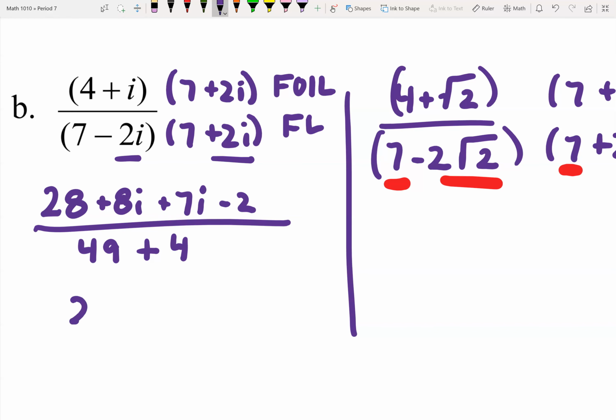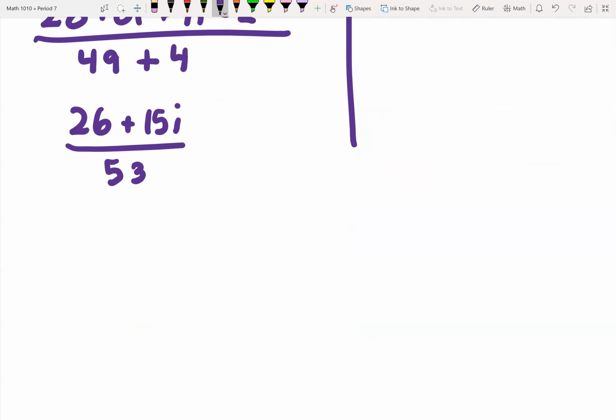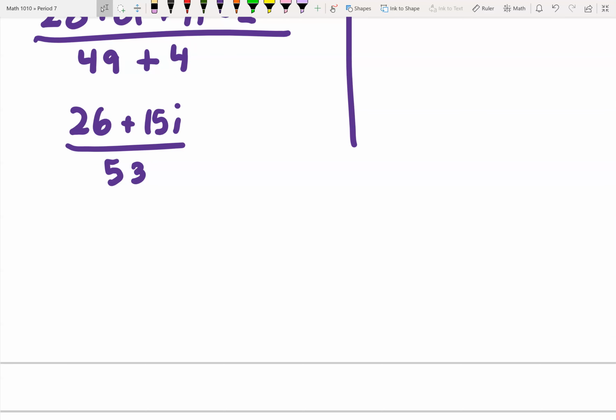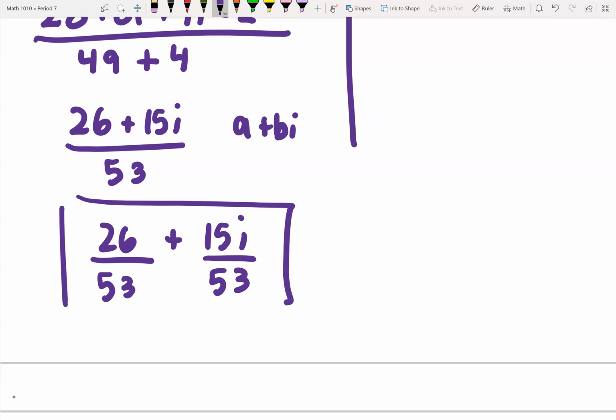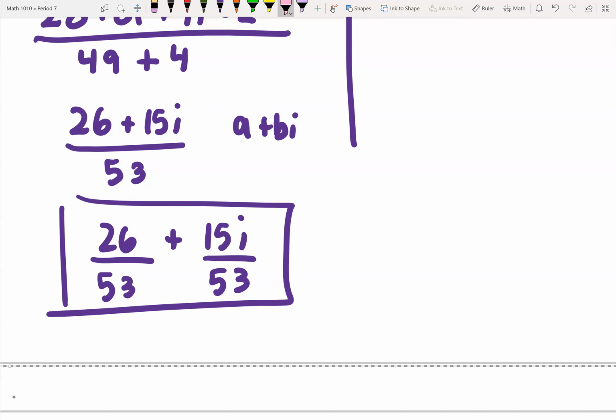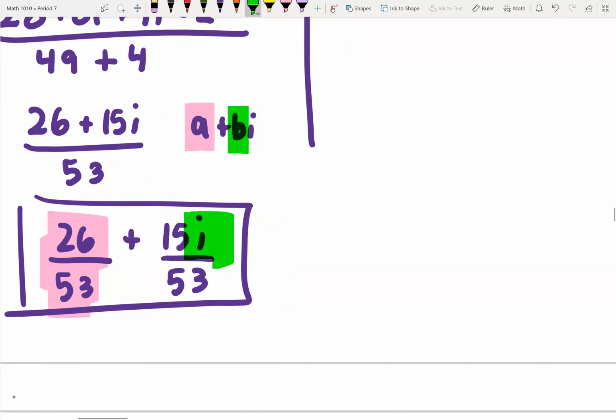So now I'm going to write this as 26 plus 15i over 53. If they don't tell you to write it as a plus bi, you're done. If they do tell you to write it as a plus bi, here's how you do that on this one. You go 26 plus 15i, and then underneath each of those, put in 53, like that. You know why that's a plus bi, guys? Look, here's your a, 26 over 53. What's your b? 15 over 53. And then the i is just where it is.